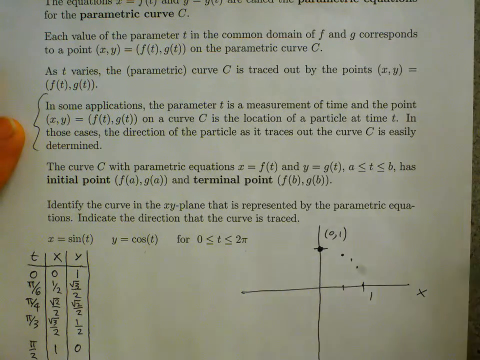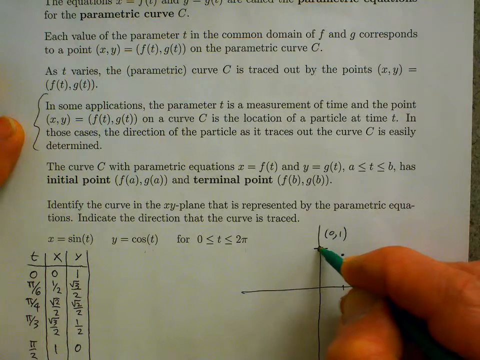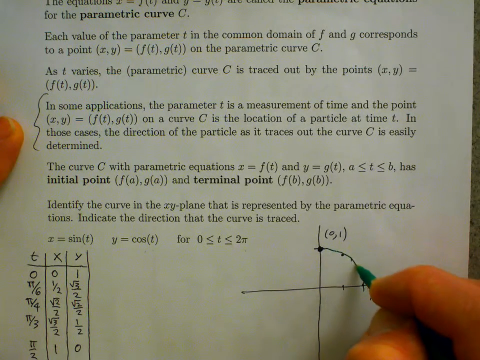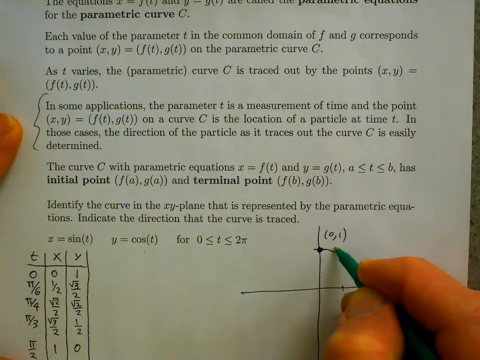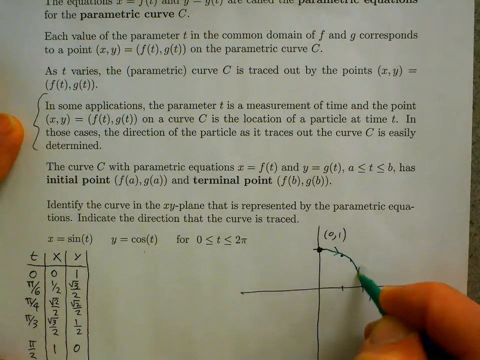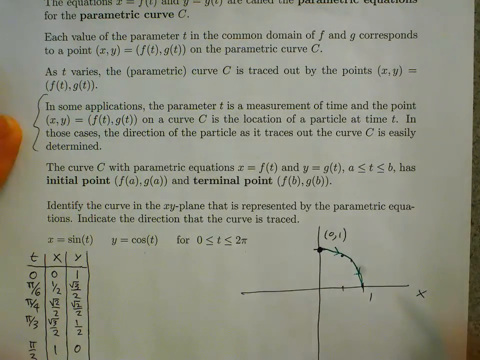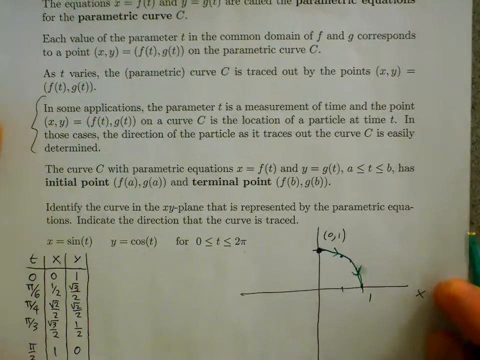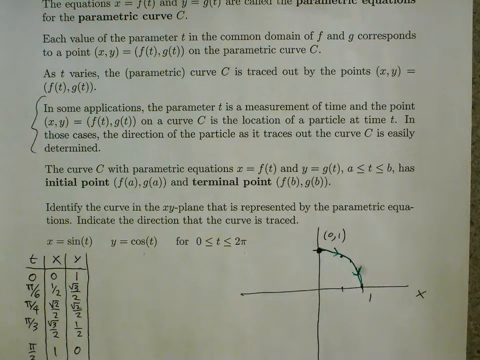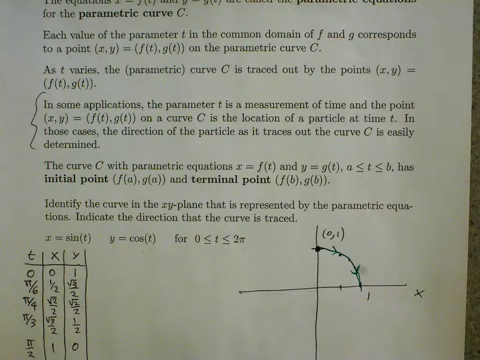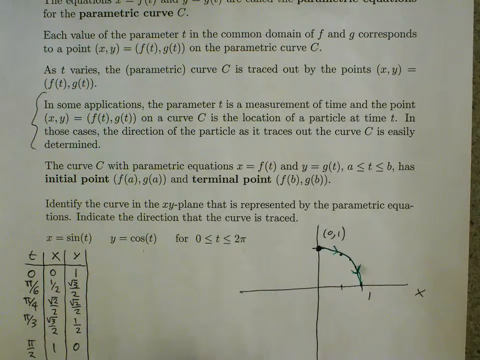So what shape are we getting, do you think? Circle. Yeah, circle. This is the first quarter circle. And we'll indicate with an arrow the direction of the curve. This doesn't really look like a quarter circle, but indicate with an arrow the direction of the curve. So if we were to plot more points, we would get the full circle.